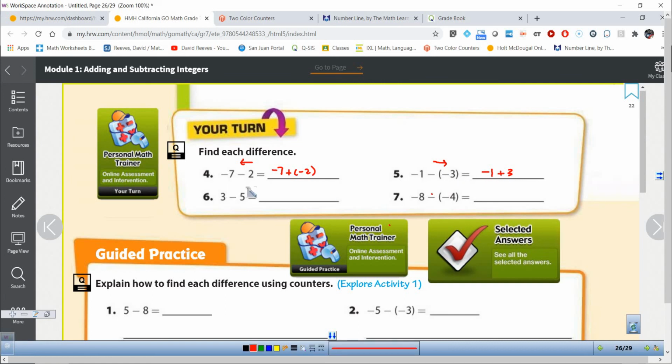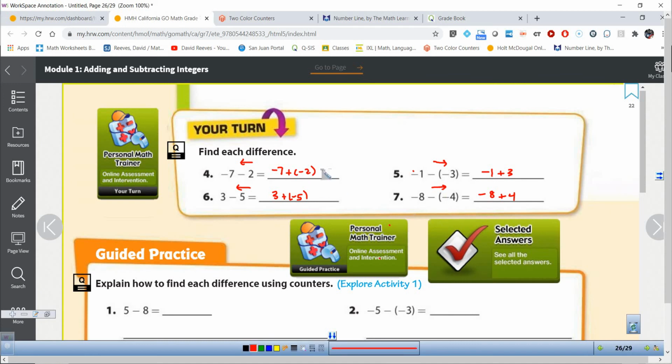All right, subtracting a positive, that's going to move to the left. So that's going to become 3 plus negative 5. Subtracting a positive is the same as adding a negative. And here we go back here. Subtracting a negative, that's going to move us to the right because subtracting a negative gets bigger. So we get negative 8 plus 4. Again, oftentimes we will do that.